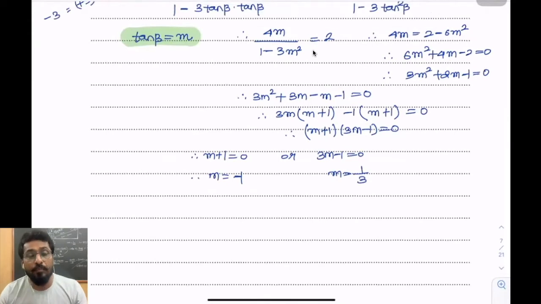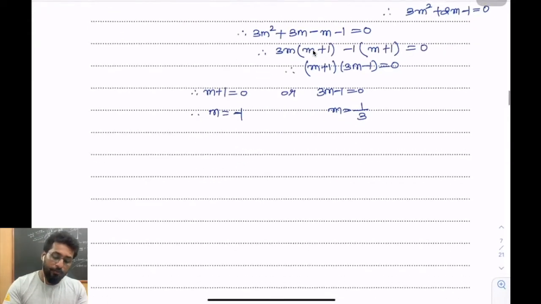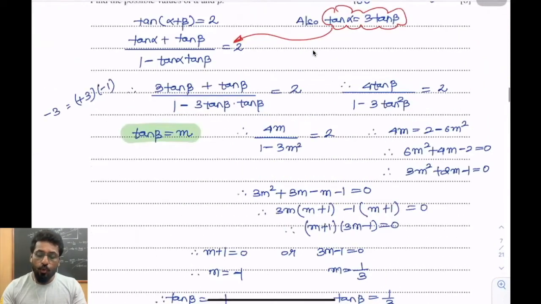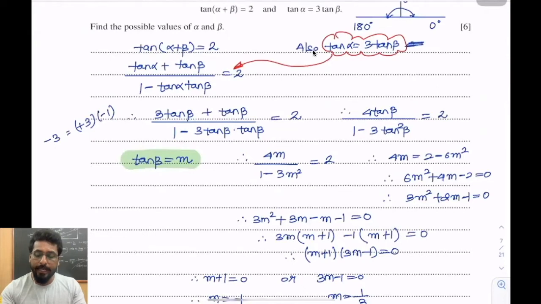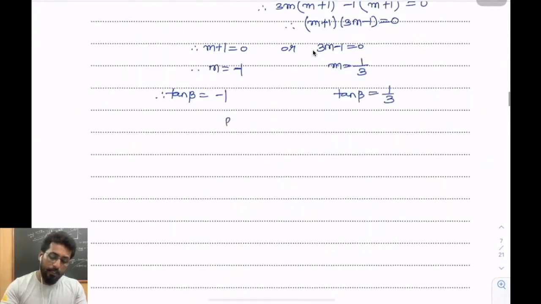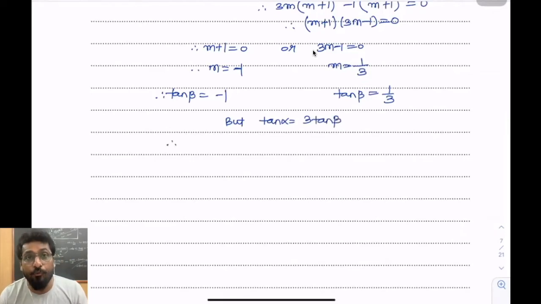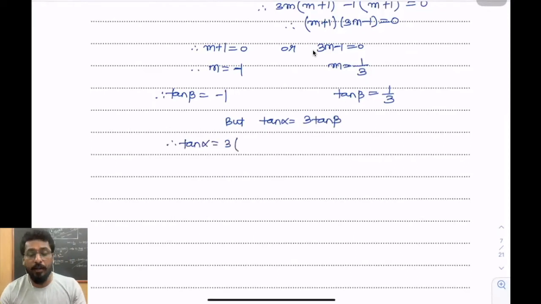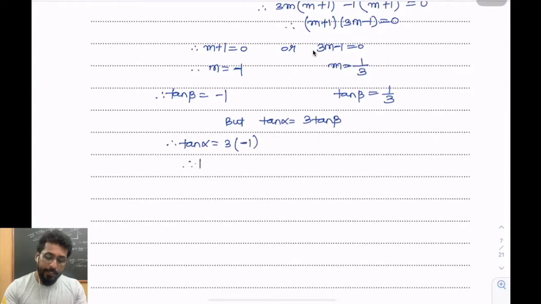But what was m, students? m was tan beta. So therefore, tan beta is going to be negative 1, or I can say tan beta is going to be 1 upon 3. Now tell me, if tan beta is negative 1, don't you know that tan alpha was 3 times of tan beta? So if tan beta is -1, what would be tan alpha? Tan alpha would be 3 times of tan beta, which is -1. So I get tan alpha as -3.